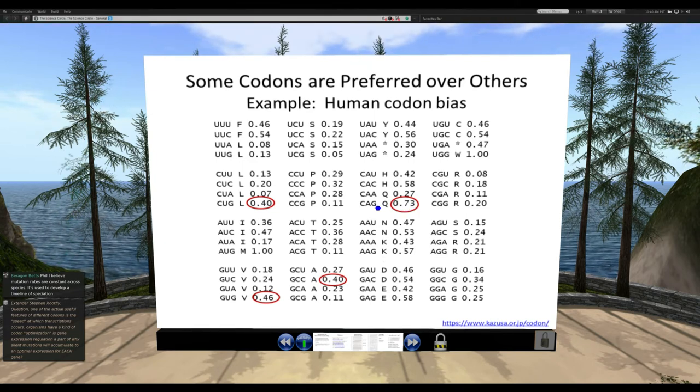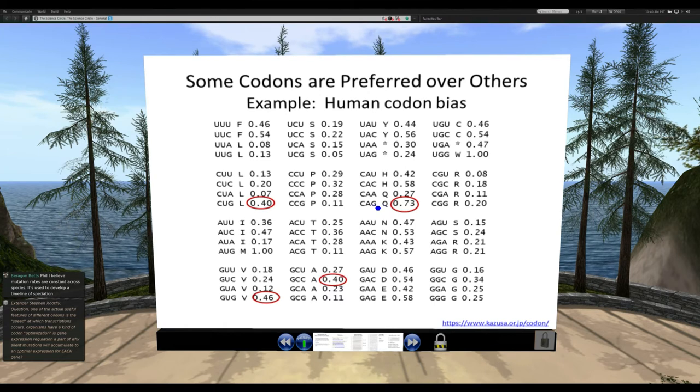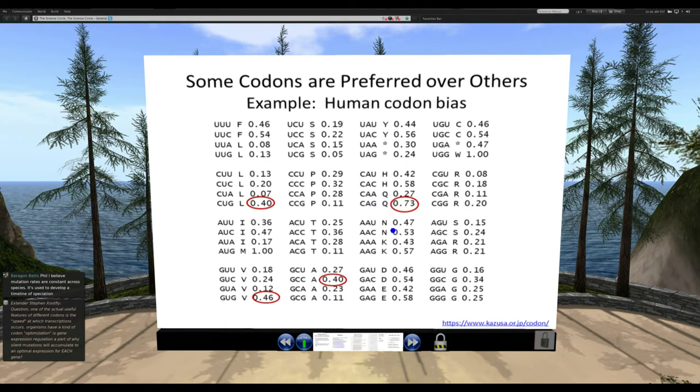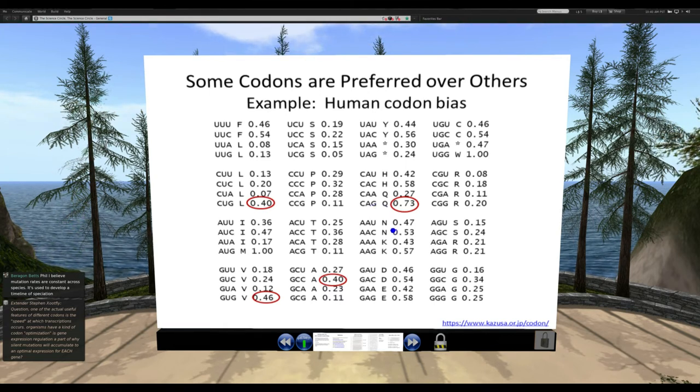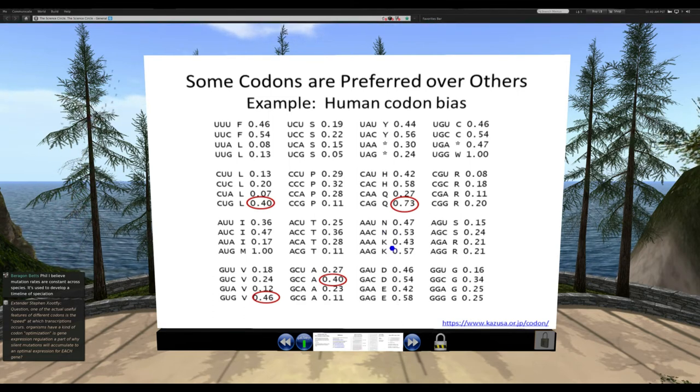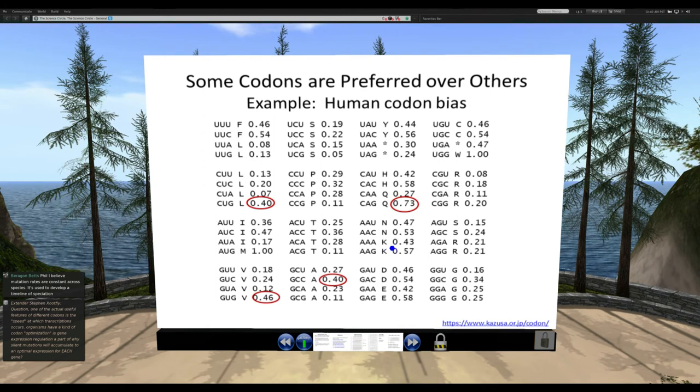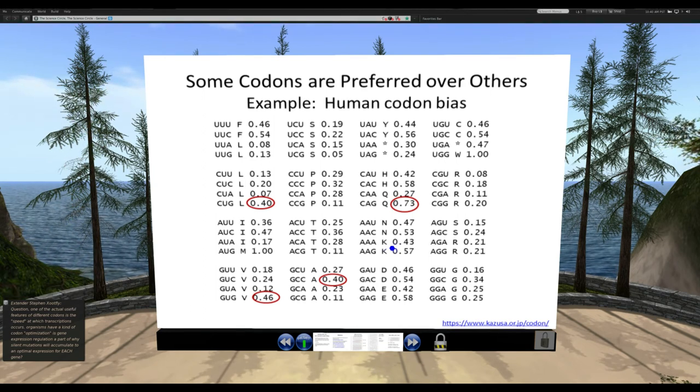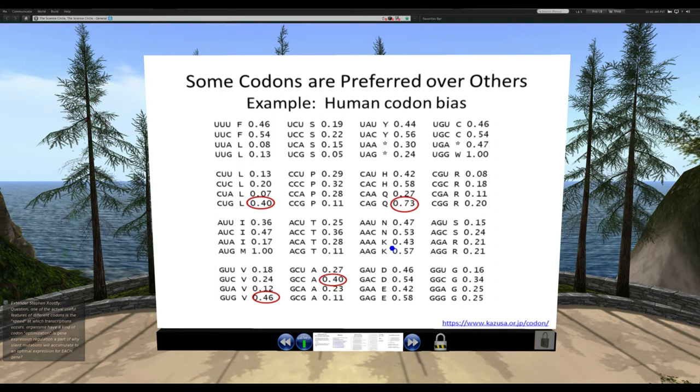In other cases, you may get about equal numbers. For example, these two asparagine or these two lysine codons are somewhat different, but they're more similar than some of these others. So in some cases, there are favored codons.